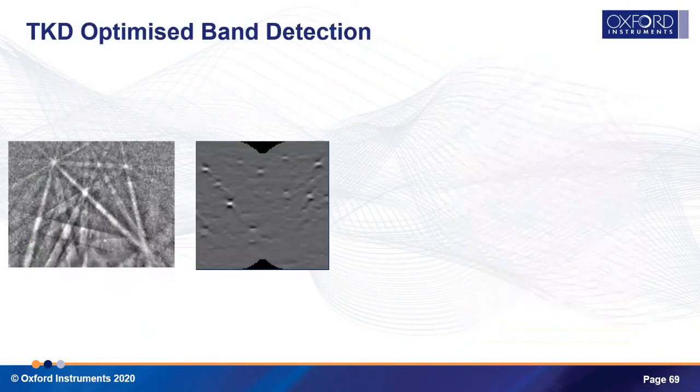In this TKD mode, we can see the Hough transform here. Here we can see a very broad band. These narrower bands will come out as single peaks. This very broad band will come out as a double peak.